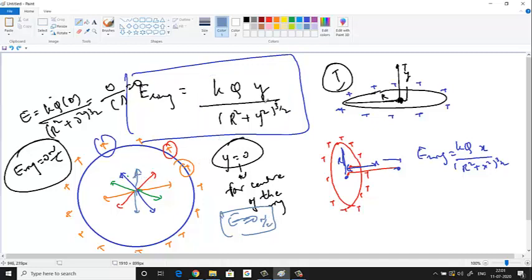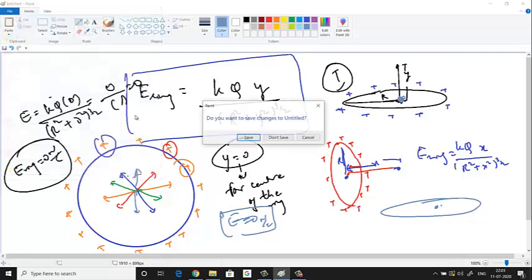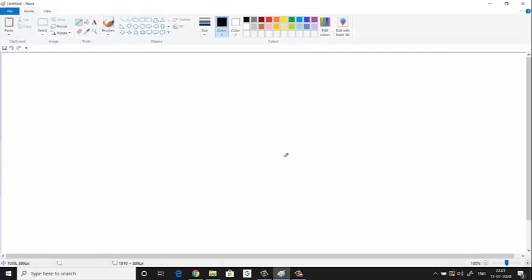Just put the value of y equal to 0. Why? Because at the center, there is no height. I mean, we are looking for the electric field here. If you draw the ring like this, at the center, what is the value of y? 0. This itself is the center, no? Okay, fine. Next.